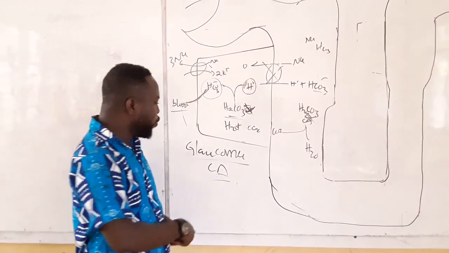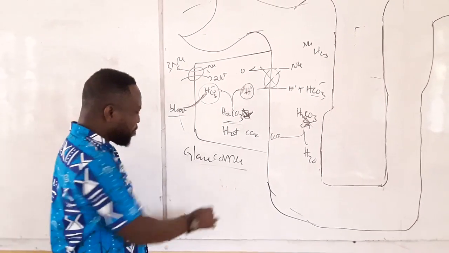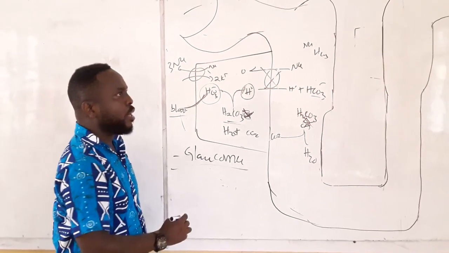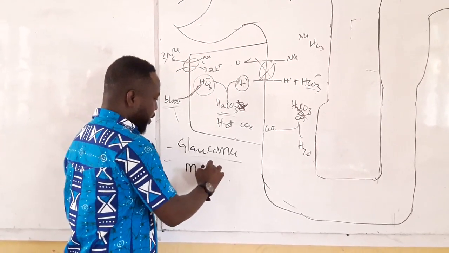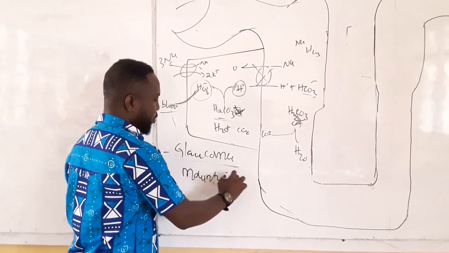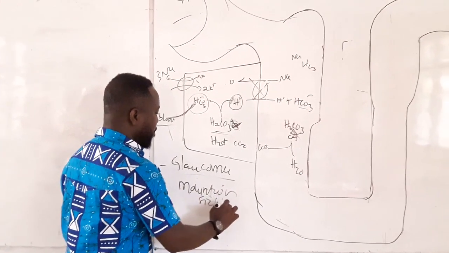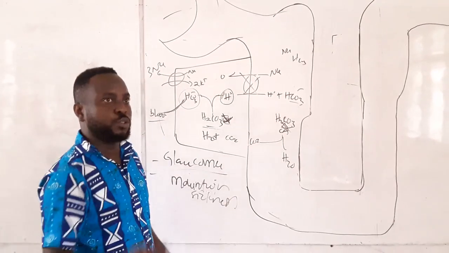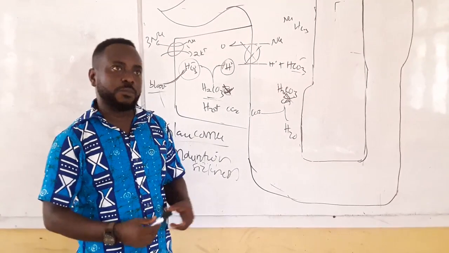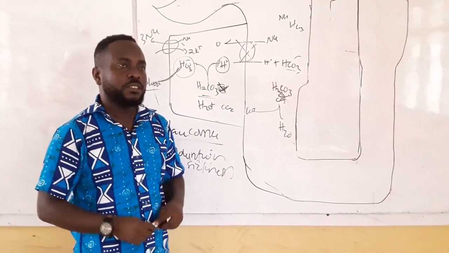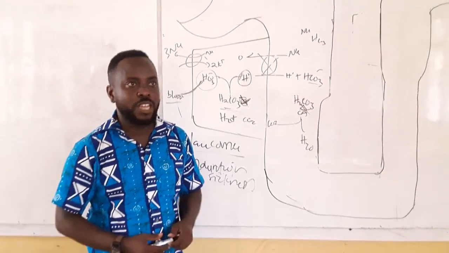Then we can also use this drug to treat or prevent what we call mountain sickness. There are some people who, when they go to high altitude, start experiencing certain unwanted symptoms. Some vomit a lot, some have headaches, some have other unwanted reactions.